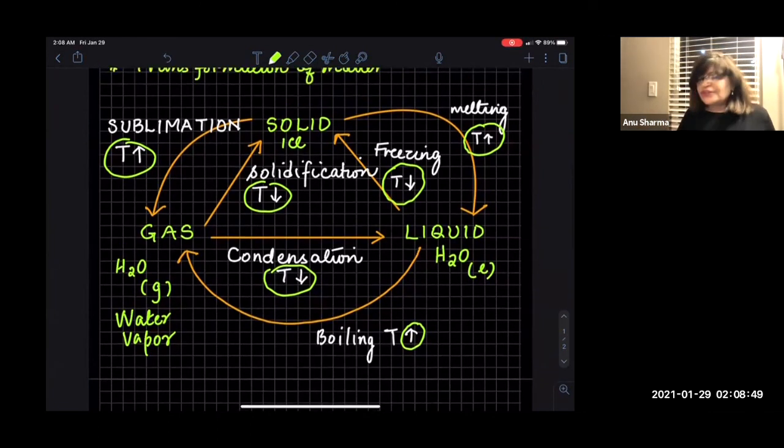So with that said, just by changing the temperature, you can bring about a transformation from solid to liquid, liquid to gas, and so forth. And this is all the interesting stuff about matter.